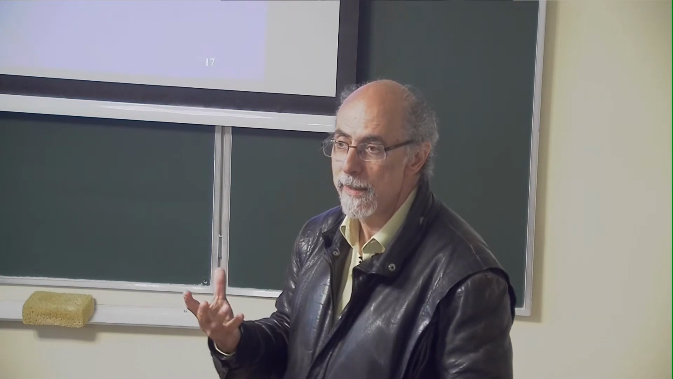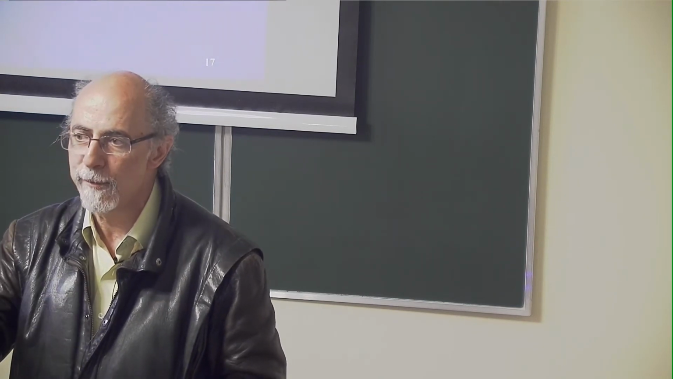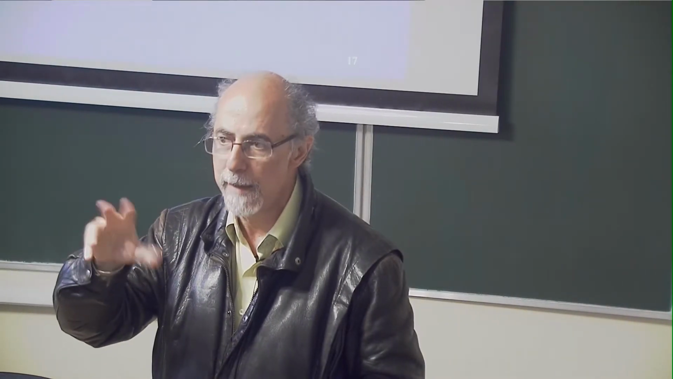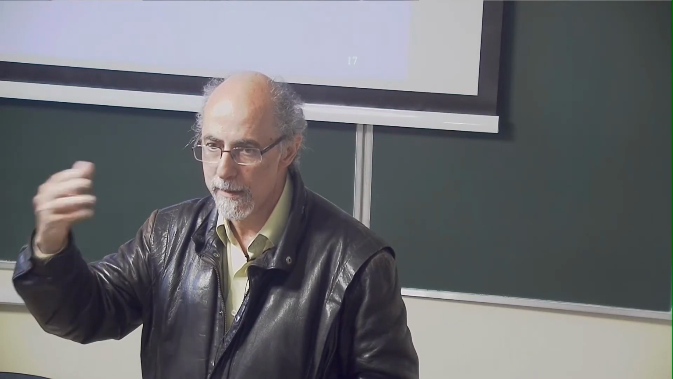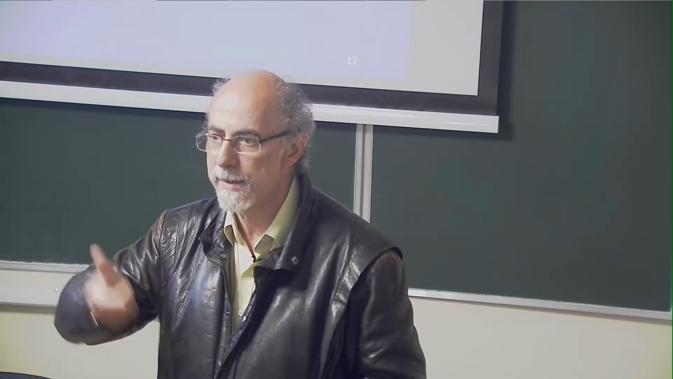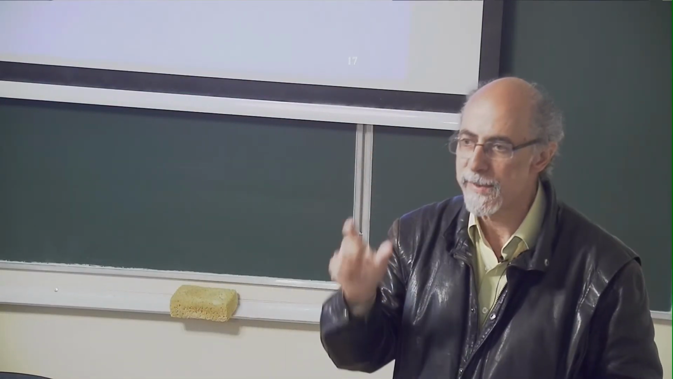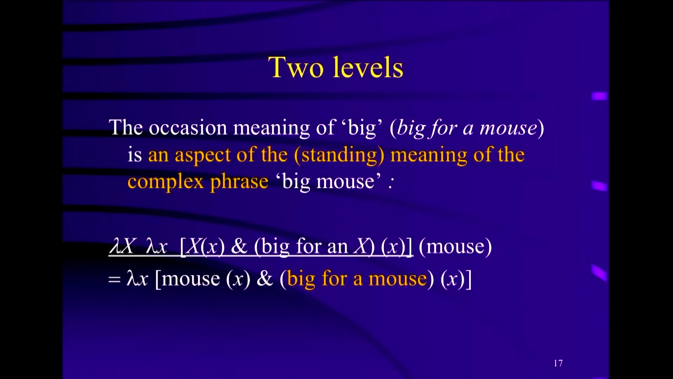And on this view, the standing meaning of big is something abstract like big for an x. The occasion meaning of big in big mouse is something different, namely big for a mouse. And in such a way that a big mouse is a mouse that is big for a mouse, while a big elephant is an elephant that is big for an elephant.